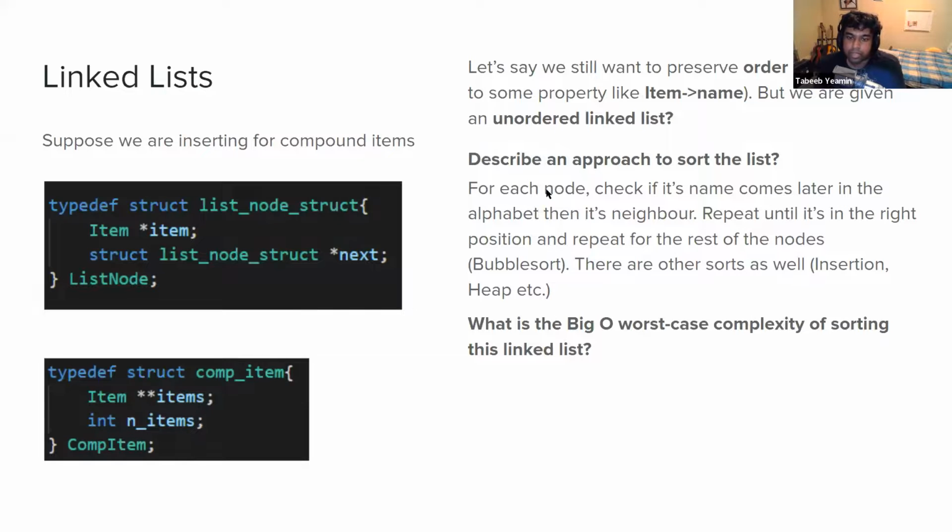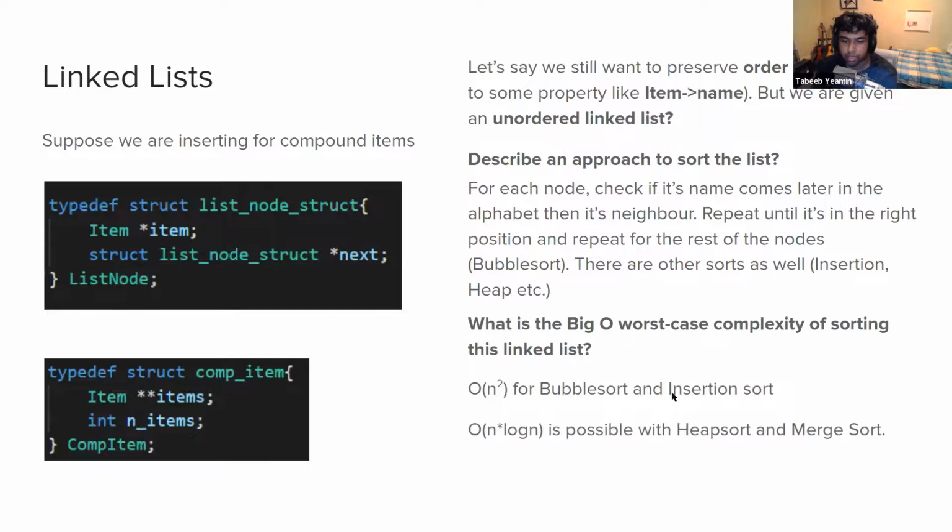So what bubble sort is basically, for each node, you check if its name comes later in the alphabet than its neighbor. So that's like checking if you have an item, item dot next, if it's greater, then it'll push it, and then it'll repeat until it's at the right position, and then repeat it for the rest of the nodes. Okay, so that's bubble sort. There's other types of sorts as well. You can have insertion and heap sort as well, but you haven't learned those. So bubble sort is fine. And this is going to be n squared complexity.